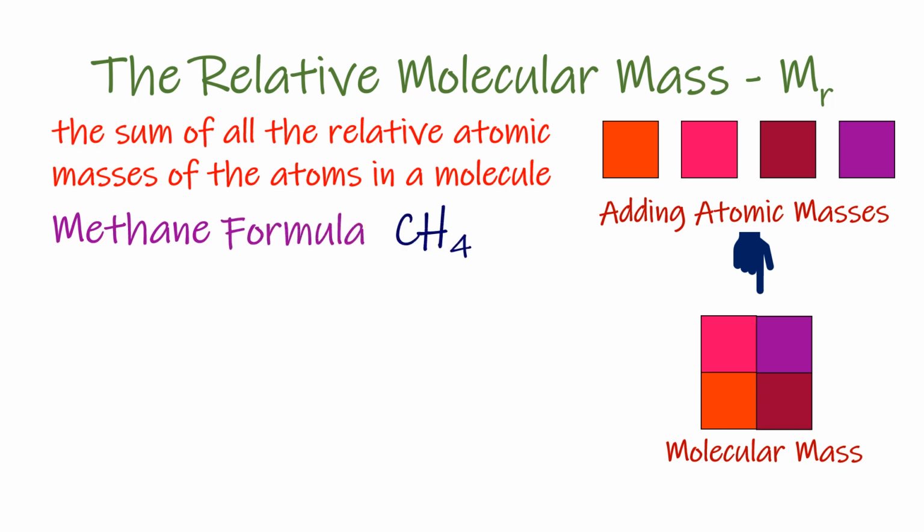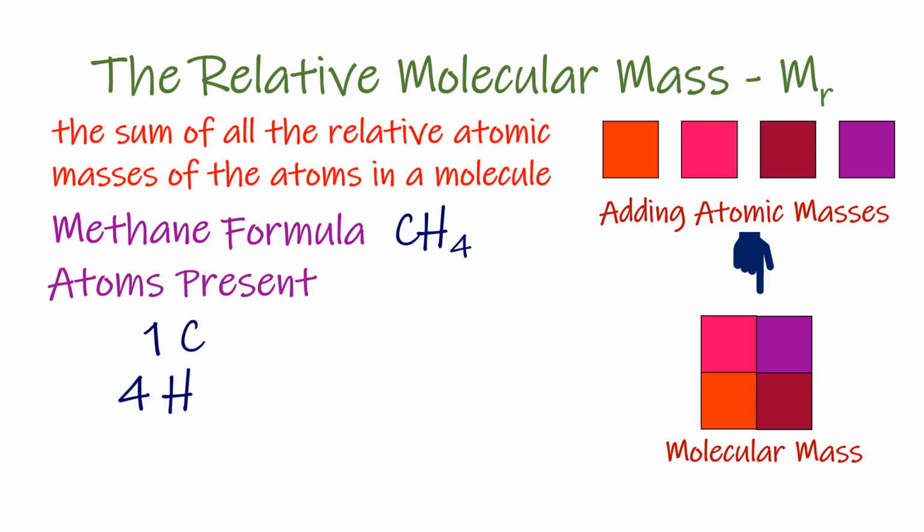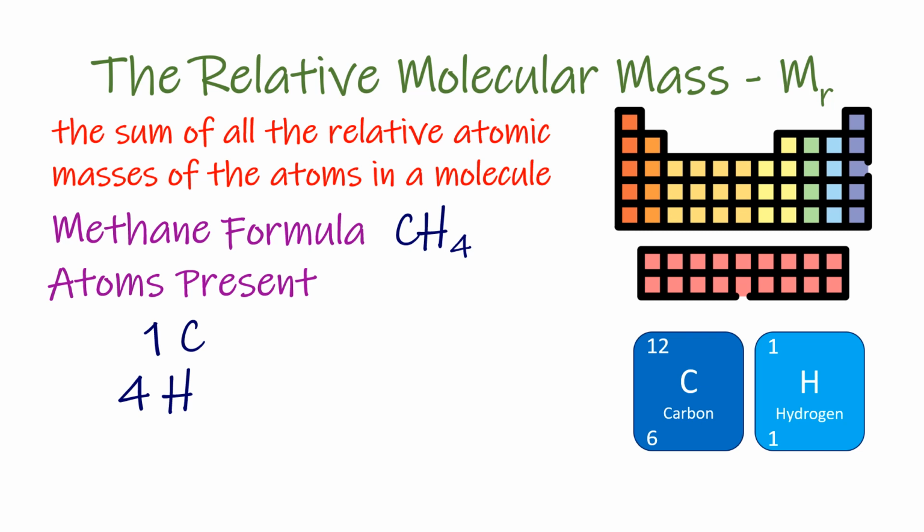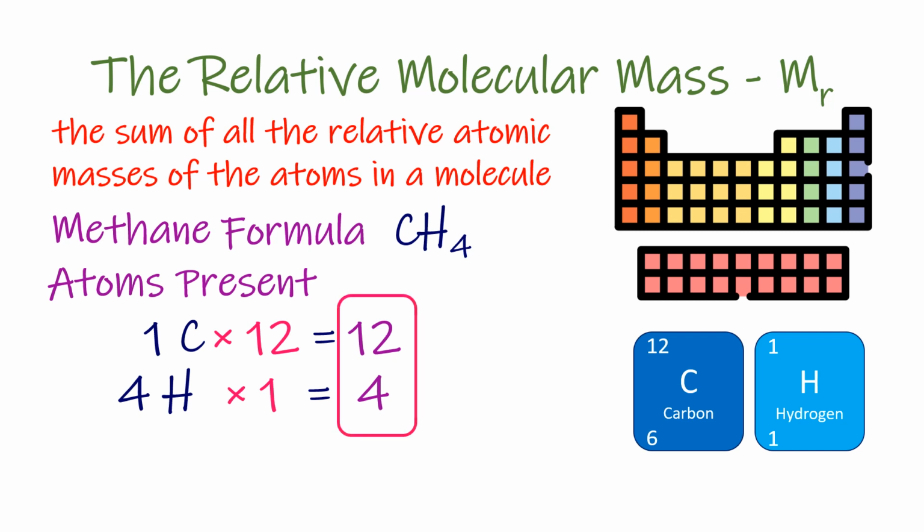In this formula, we have one carbon atom and 4 hydrogen atoms. Let's use the periodic table to determine the atomic masses of carbon and hydrogen. And then we need to multiply each element's atomic mass by the number of atoms of that element in the molecule. And finally, we add these values together for each different atom in the molecule. And the total will be the molecular mass of the compound.